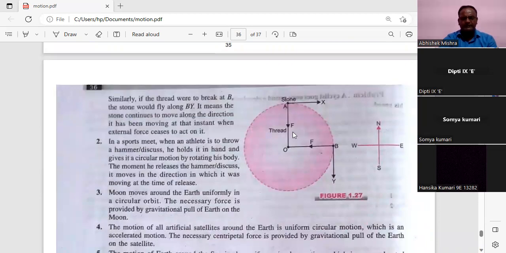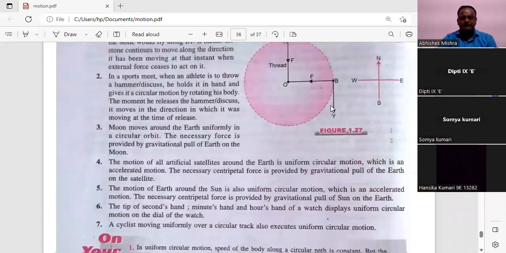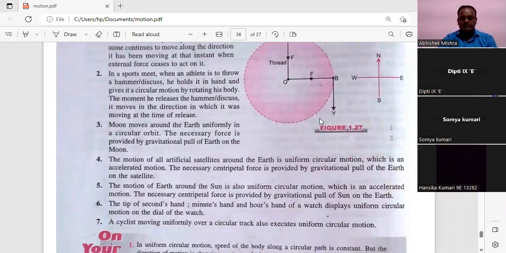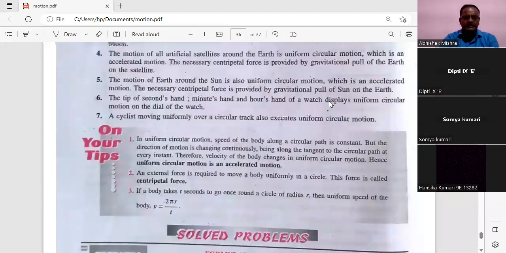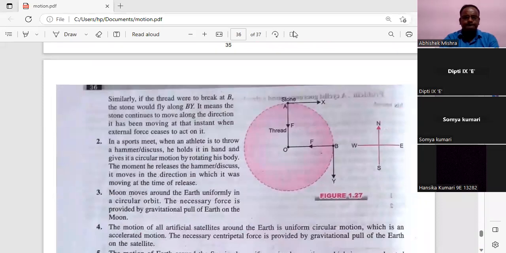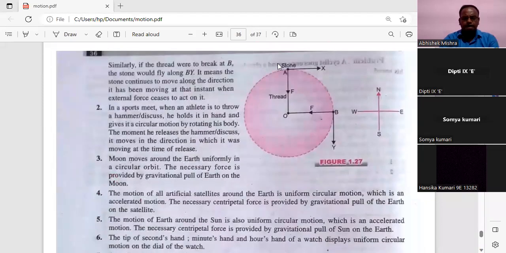You can see over here the direction also, that the stone is rotated in this direction. And even the motion of the earth around the sun is also a uniform circular motion. And a cyclist moving uniformly over a circular track, if it is a circular track, a cyclist is moving, then it executes a uniform circular motion. Is it clear to all? Is it clear to all? Okay, through the chat box.